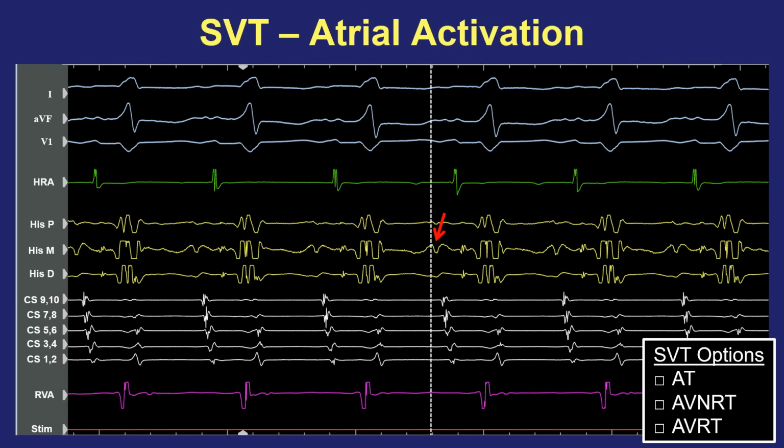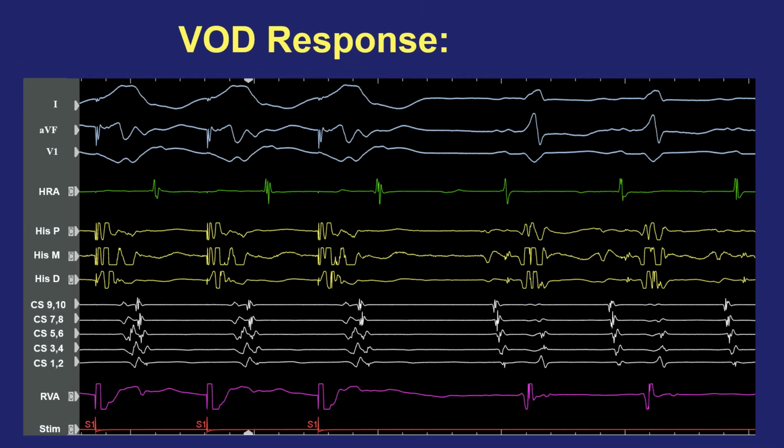So let's do ventricular overdrive pacing and see if that's helpful. Here's that same tachycardia where the cycle length was on the long side, 465 milliseconds. So we chose to pace a little bit faster at 450 milliseconds. And here we've demonstrated the last advanced atrial beat. So let's think about the ventricular overdrive response.